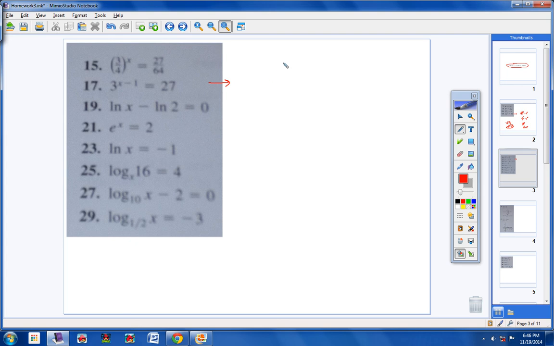So, okay, number 17. 3 to the x minus 1 equals 3 to the third. 27 is 3 to the third. So we've written both sides with the same base, cross off your like base, and we have x minus 1 equals 3. Okay, bring the 1 over and make it positive. X equals 4. That's number 17, and we are correct. Moving on to number 19.